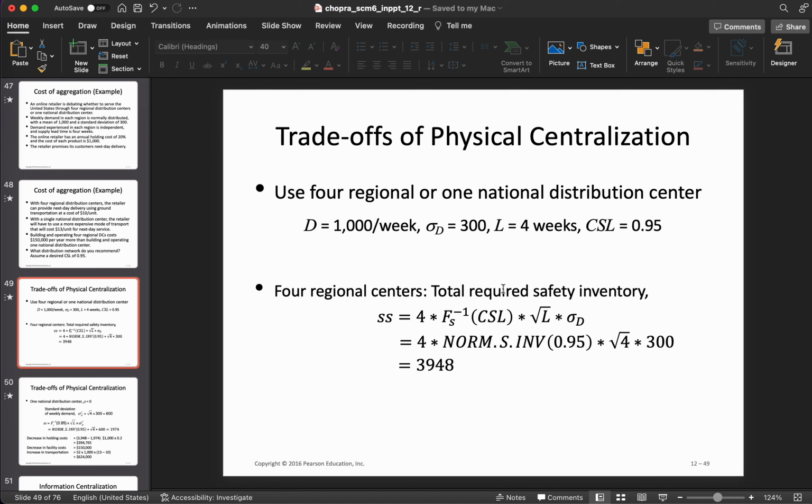If you look at each of them separately, it's norm.s.inv of 0.95 times square root of L times sigma d. So this is the standard deviation of demand during lead time times the inverse of the normal distribution, times 4, because we have 4 different regional centers and we're doing them separately. We are looking at inventory separately. And so the safety stock is 3,948, almost 4,000 units, right? So keep that in mind.